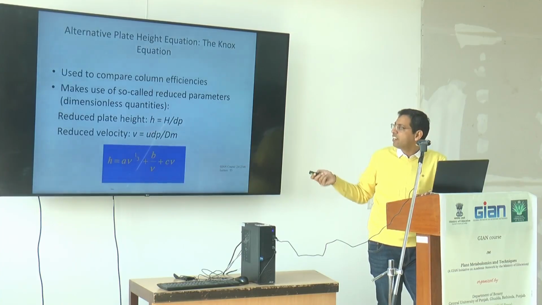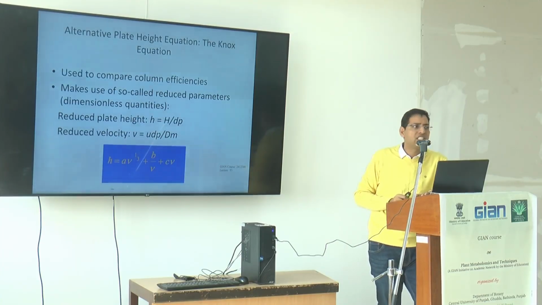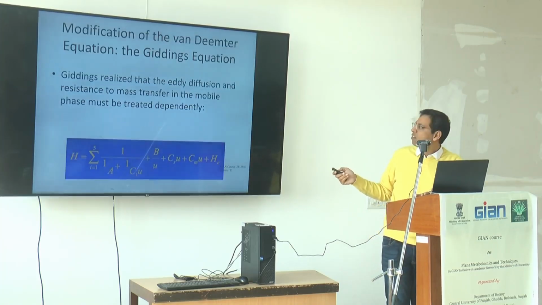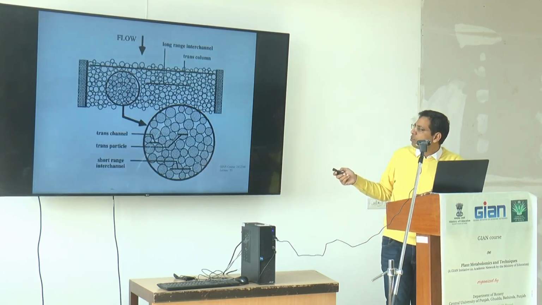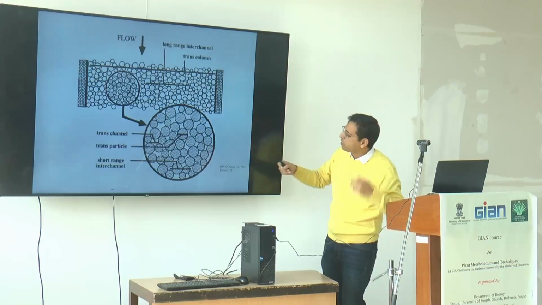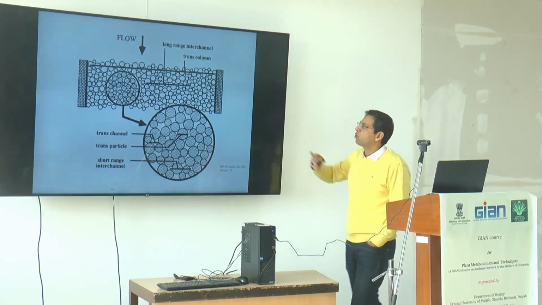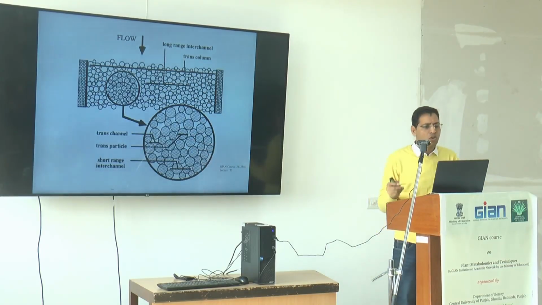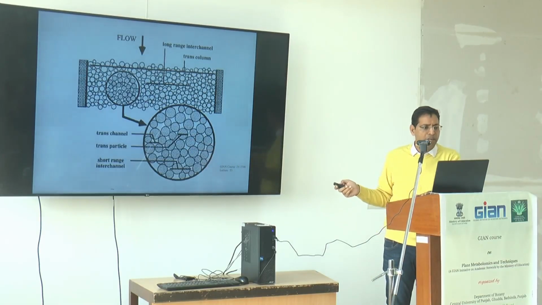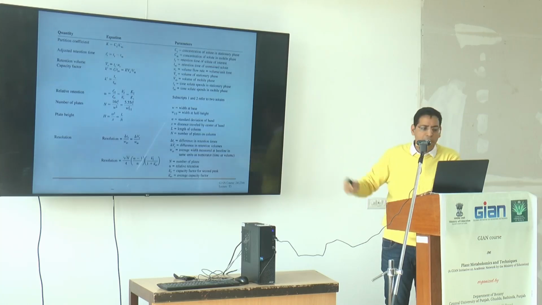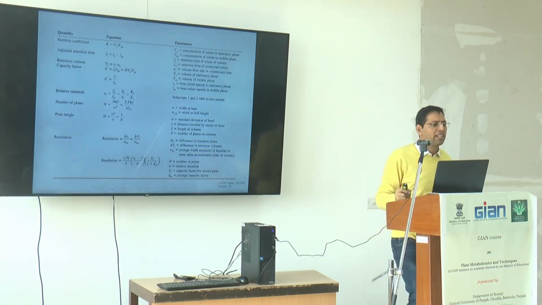What are the alternatives of the plate height equation? That is the Knox equation, and the Giddings equation is another one. We are not explaining those things, but this is a column. The column is made up of many particles. Some metabolites enter inside these particles. These are the areas by which the molecules move from one place to another in the column, and that depends on the flow. These are the different parameters you have to take care of in your work.